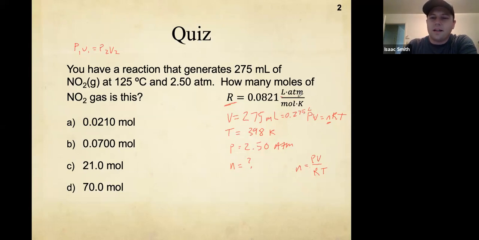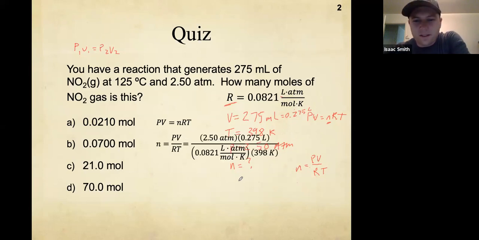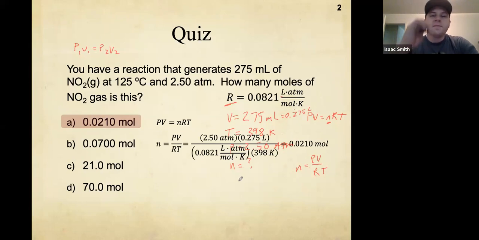We need atmospheres, which we have. We need Kelvin, which we have. And moles is what our answer is going to be in, okay? So just run through the calculations and get your answer. Again, probably the biggest part is figuring out which equation to use and then just setting it up. As long as you're okay putting numbers into your calculator, at that point you should get the answer right. Okay.